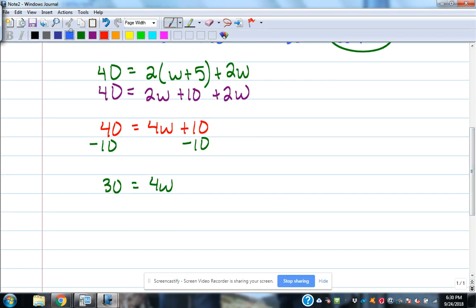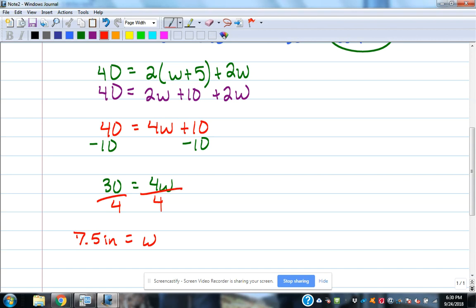Last step. Divide by 4. I'm going to go ahead and convert it into a decimal, 7.5, since it terminates there. It doesn't go evenly. It goes 7 times, 2 left over, and 2 out of 4 is half. 7.5 inches. That is what dimension of this rectangular case?